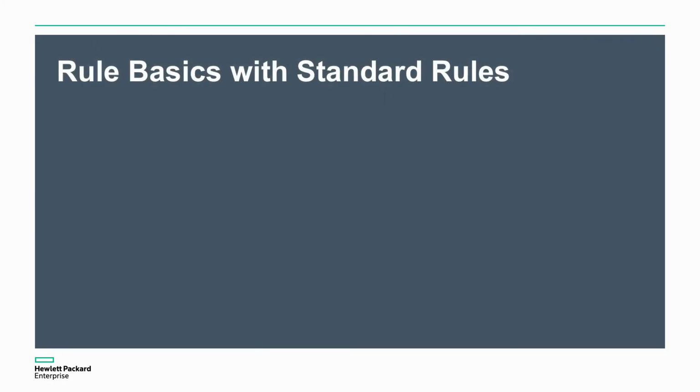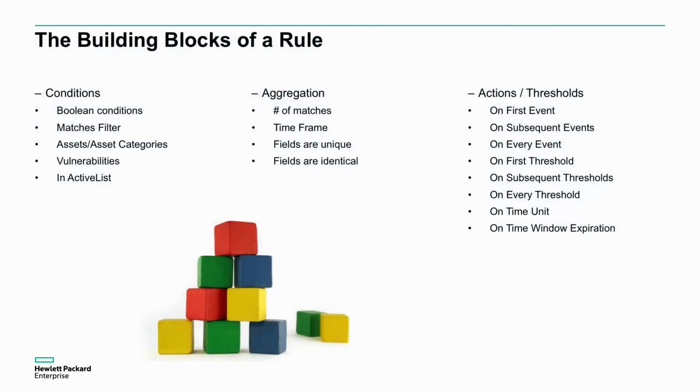But jumping ahead, let's go to rule basics. How do we build a rule, and what are we matching here? So we're looking for a number of things. Now, again, remember, a filter is the key aspect here. We're looking for a particular matching set of conditions. Now, it could be things like Booleans, a filter, asset categories, maybe even vulnerabilities, or are we looking up some information on an active list?